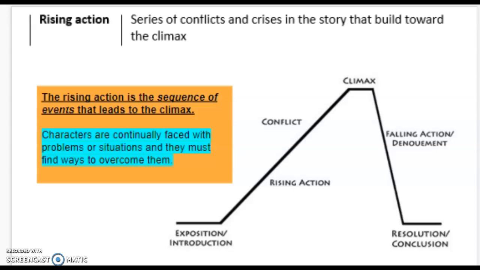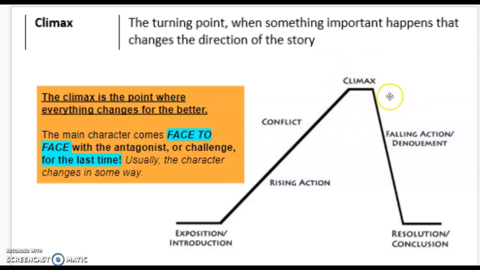The next element that we're going to look at is the climax, and that's right here. It's the turning point when something important happens that changes the direction of the story. So this is where the character finally becomes face to face with the problem or the antagonist. It could be another character that the character is facing, and usually this is the last time. So at this point, the character finally changes, makes a decision, and begins to solve the problem. So the biggest thing here is to know that the climax is the point where everything changes, usually for the better. There are some stories where the climax is not a positive thing, but for right now, just know that that's where it usually changes.